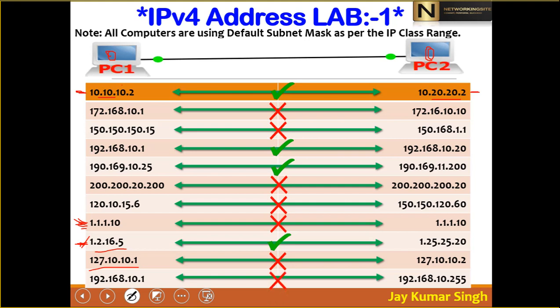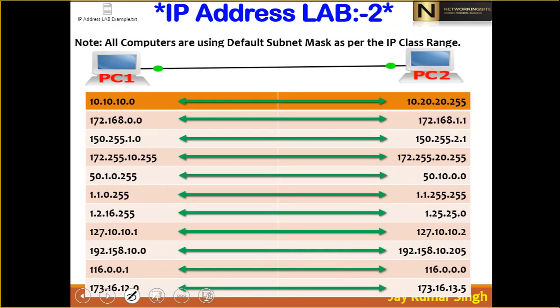I'm understanding the class. You pass. Okay, now lab 2, enjoy. Now here you have to tell me, PC1 has this IP, PC2 has this IP. Now you have to tell me whether they will communicate or not.